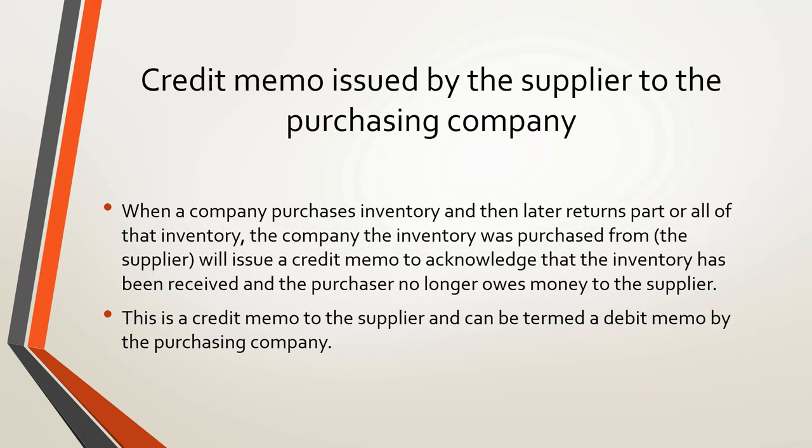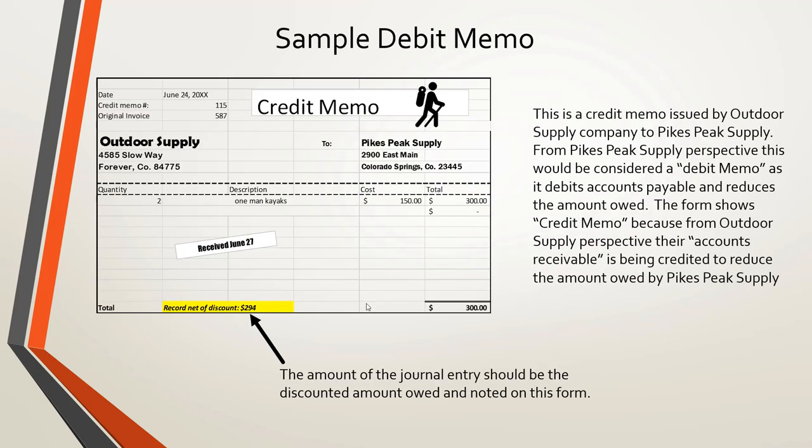So this would be in the case where we purchased inventory, no longer wanted it, and sent it back to a supplier. And so they would issue a credit memo that might look something like this as an example. The credit memo is from Outdoor Supply, issued to us. The name of our company is Pikes Peak Supply. It's a credit memo from Outdoor Supply. We would consider this at Pikes Peak as a debit memo.